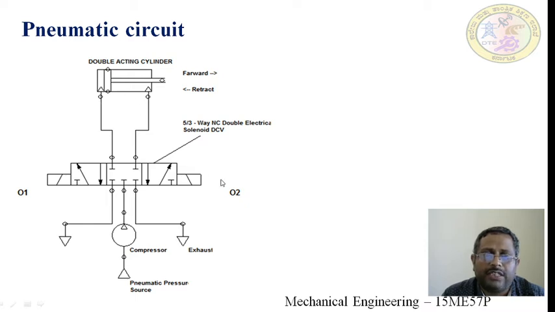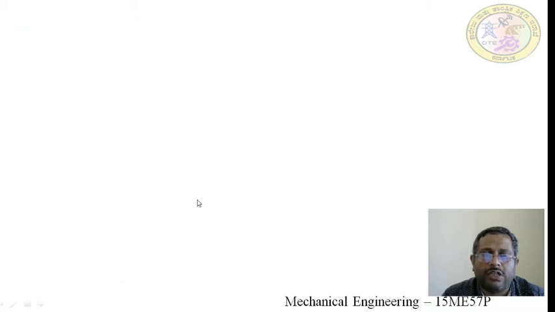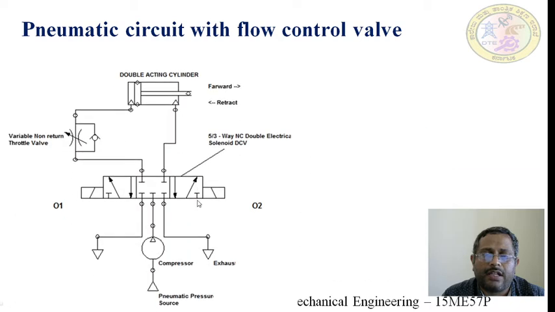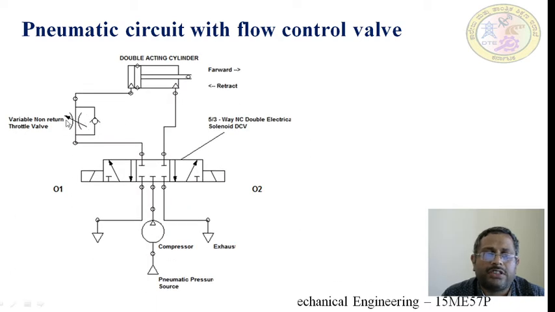In this way, we are controlling the pneumatic circuit, that is the forward and retraction movements. Next, if you want to control the speed, you have to use the flow control valve. Here we are using a variable non-return throttle valve in the forward direction. When it is in forward motion, by varying the valve opening, the amount of air supplied into the cylinder can be controlled. When the supply of air is less, the speed will be reduced. If you want high speed, you have to open the valve more.